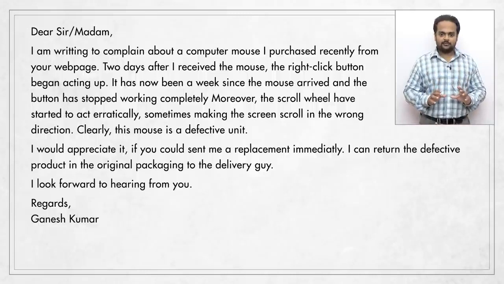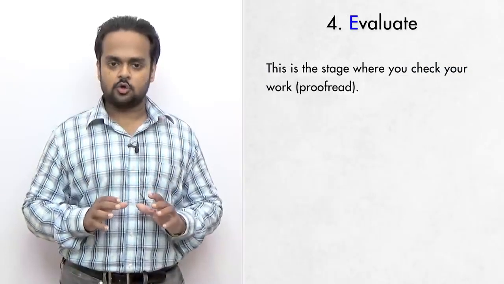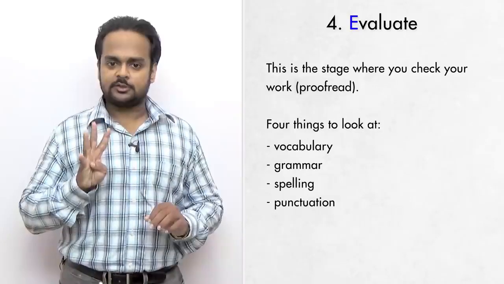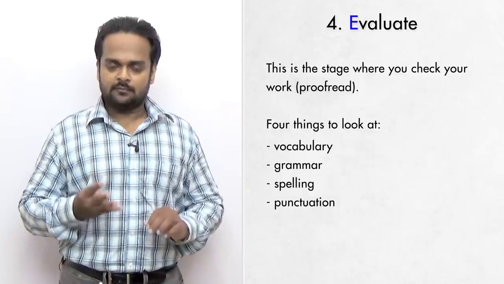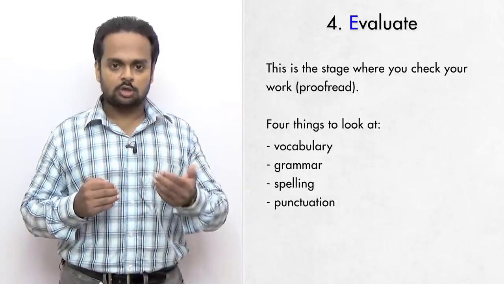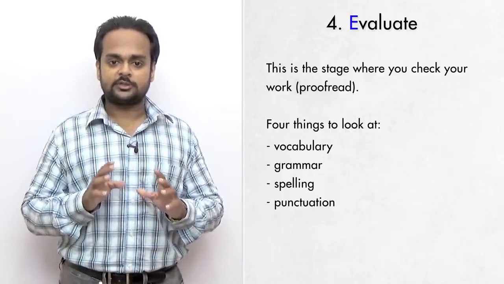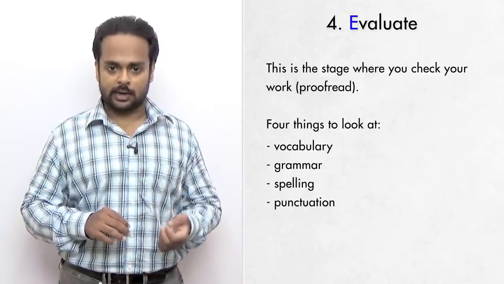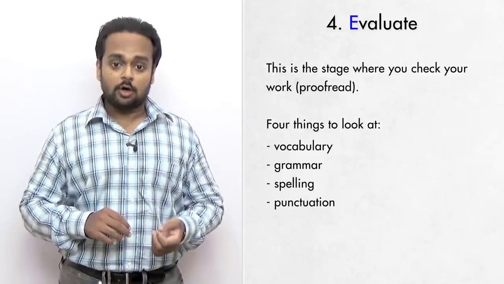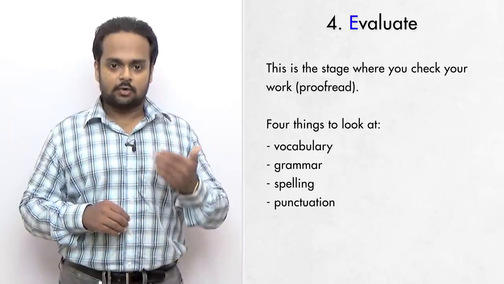And now that we have a draft, we move on to the next stage, evaluate. This is the stage where you check your work. This is also called proofreading. There are 4 things you need to look at: vocabulary, grammar, spelling, and punctuation. First, you check if you have used the right words to express your ideas. Then you check to see if there are any grammatical mistakes you need to correct. After that, you check if you have spelled all the words correctly. And finally, you look at your punctuation, that is, periods, commas, question marks, etc., and make any corrections that are necessary.